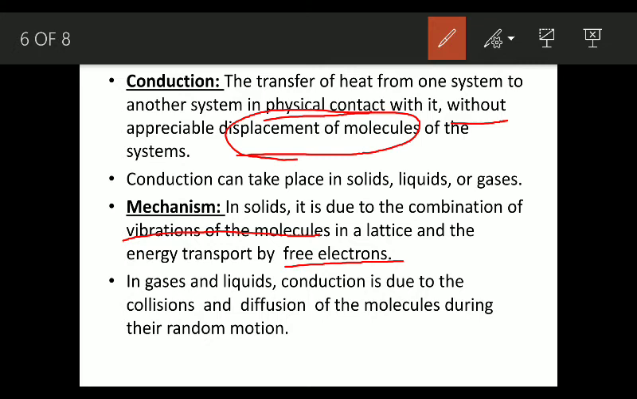Whereas in gases and liquids, the conduction is due to the collision and diffusion of the molecules using their random motion. So whenever a gas is heated, it starts expanding. The molecules getting the heat start moving, they collide with the neighbor molecules, and this causes the heat energy to conduct in gases and liquids.